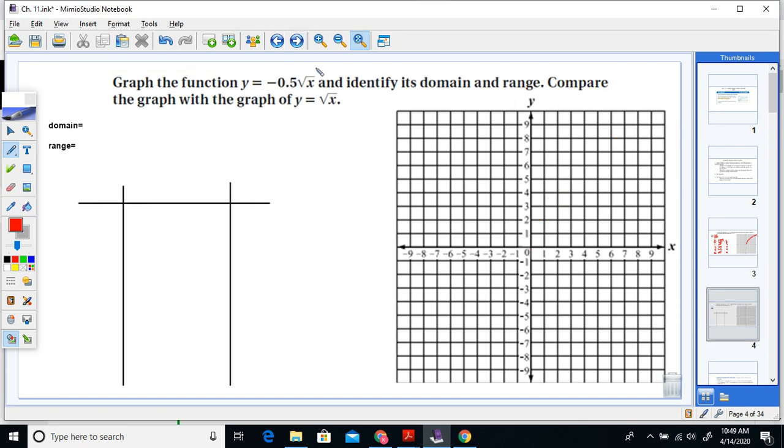Let's do another example. This time we're going to graph y equals negative 0.5 times the square root of x and identify domain and range.